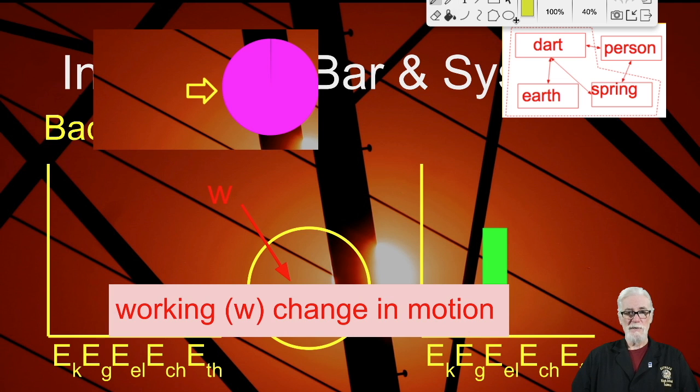One of the three ways that we're going to see energy transferred into or out of a system is through this concept of working. Working is an energy transfer that involves a change in the state of motion of an object. So if something speeds up, slows down, starts moving, stops moving, those are changes in the state of motion. And when that is the change that we see, working was the way energy was transferred.